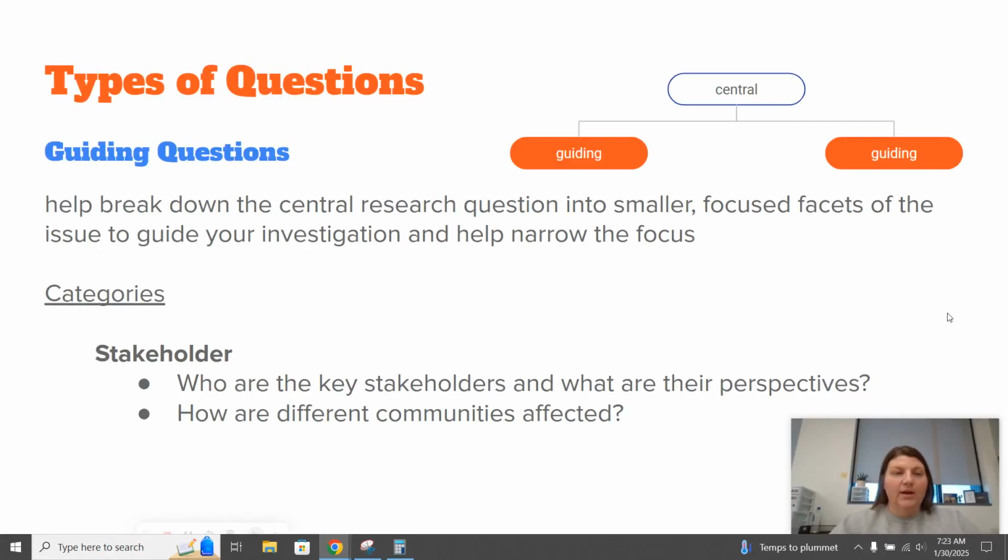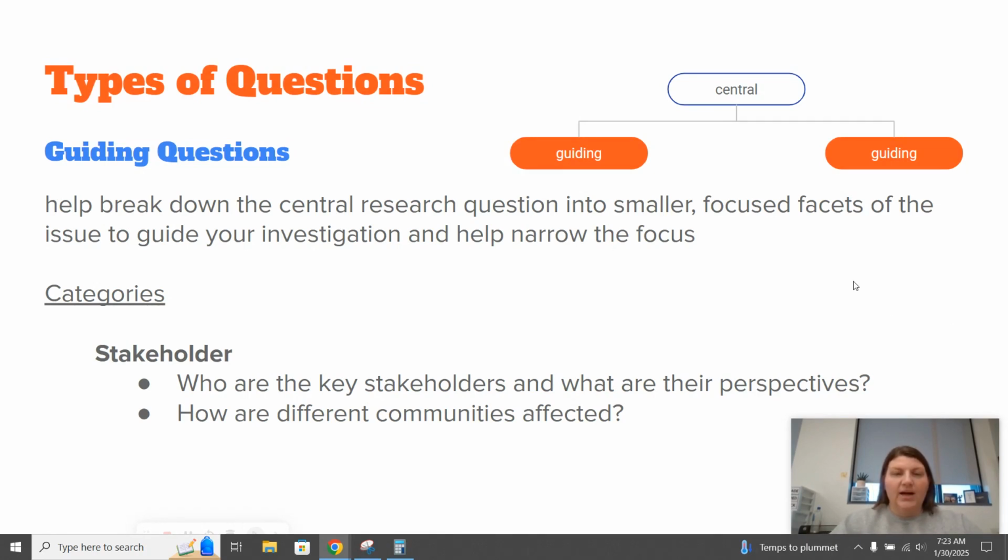The next category is the stakeholder questions. So stakeholders are people that are affected by the issue. So these could be the people who have the negative impact. This could be people who work to solve this problem. You yourself are a stakeholder because you are invested in this and you're trying to find a solution to it.